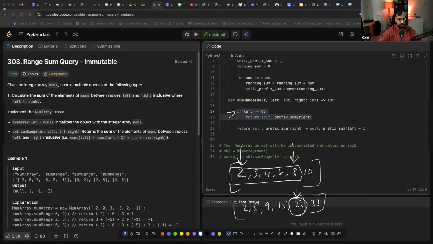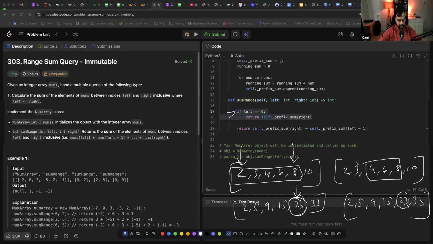But if left is not 0, then we will have 2, 5, 9, 15, 23, and 33. You take the number at right and the number at left minus 1. This is left and this is right, so left minus 1 is this part. So 23 minus 5 you are going to do. That's why I have done right minus left minus 1. I've just handled the left equal to 0 case, because if you do left minus 1 then it will cause a problem. If left is 0, then this will become minus 1, which will not be correct.